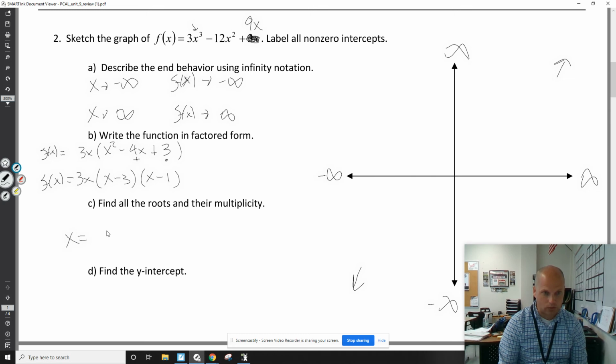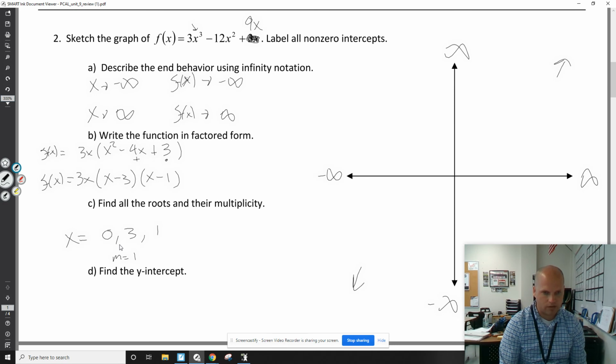So the nice whole number roots here are 0. Plugging in 0 makes this 0. Plugging in 3 and plugging in 1. And the multiplicities of all of these are 1. You can see like the powers are all 1. The y-intercept occurs when x is 0. It's like that one extra point that is easy to find that we want to find.